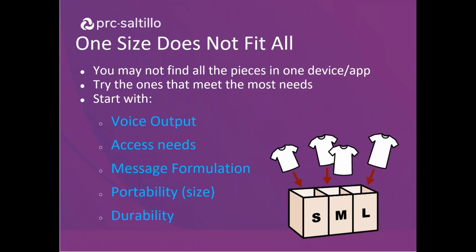And so when we're looking to trial devices, remember that multiple roads can lead to that one destination. Take into consideration that one device or app may not meet all your needs, so think about the ones that meet most of their needs. And we'll walk through these things as we consider, starting with voice output. We're going to look at access needs, message formulation, portability, and durability, just as some to highlight when you start to put things into the funnel.